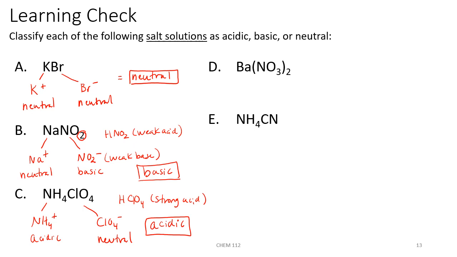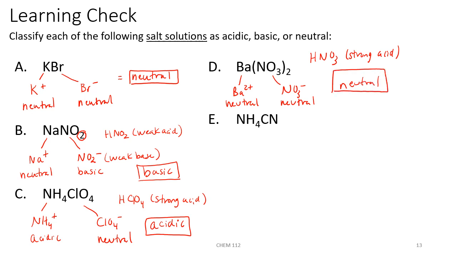In D, we have barium nitrate. Barium is Ba2 plus ion, and nitrate is NO3 minus. The barium ion is a group 2A metal from a strong base such as barium hydroxide, so it'll be neutral. Nitrate would come from HNO3, which is nitric acid, and that's a strong acid. And so a strong acid will give us a very, very weak conjugate base, and so it is essentially neutral. So something like barium nitrate in water will truly give us a neutral solution with a pH equal to 7.